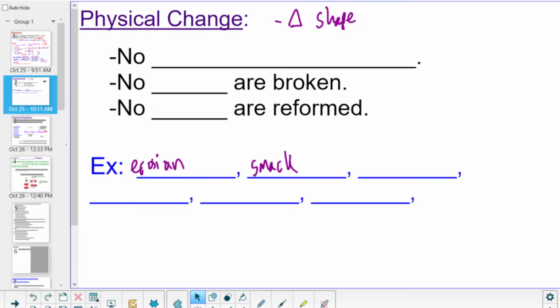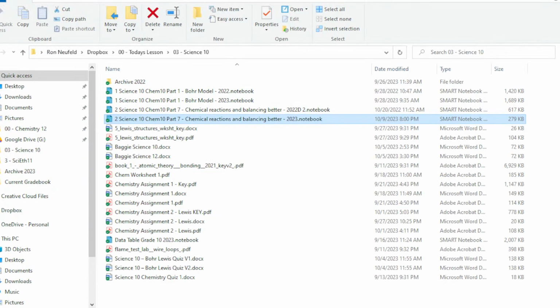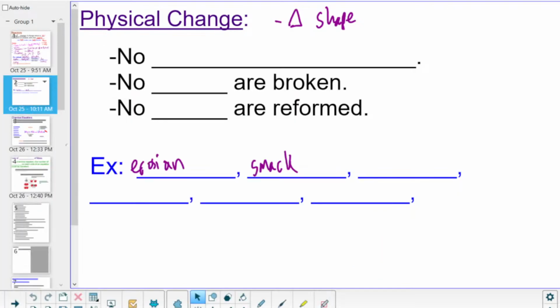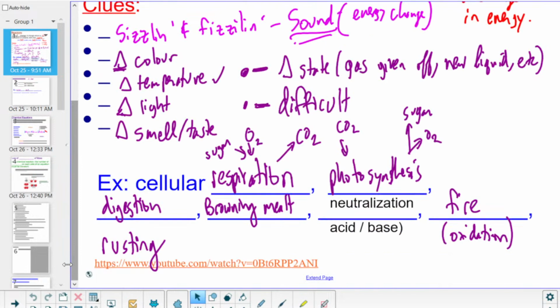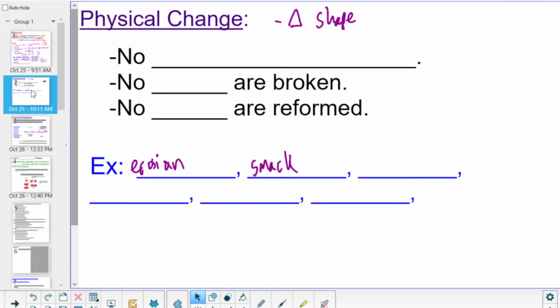I will, although actually we should probably come up with a couple more examples. I believe we had lots of examples here for our chemical change. Those of you who were here on the Friday, you did a reaction where you saw some chemical changes and the signs. Our physical change needs to be updated. Our examples, erosion. What was smack? Because now I'm thinking drugs. There we go. Other examples of physical change.